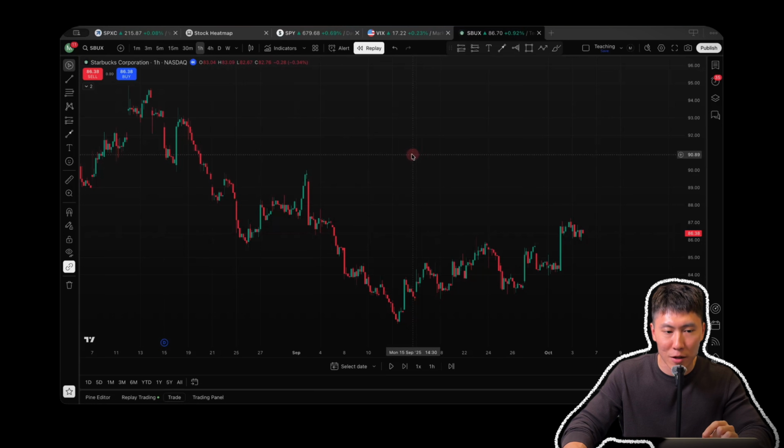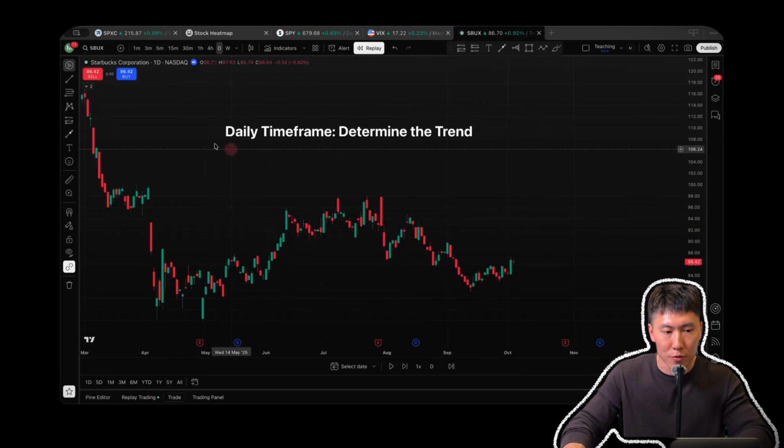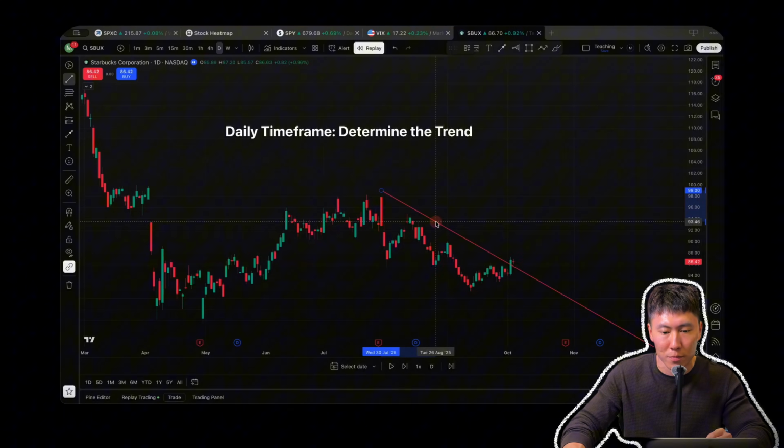Another example I want to show you is Starbucks. We want to do the same thing: go to the daily time frame to determine where the overall trend is going. So right now I pop into the daily time frame, and now I'm on the daily time frame. What I want to do is go to the trend line button right here and connect point A, the recent swing high, to point B. Point B will be this one as well.